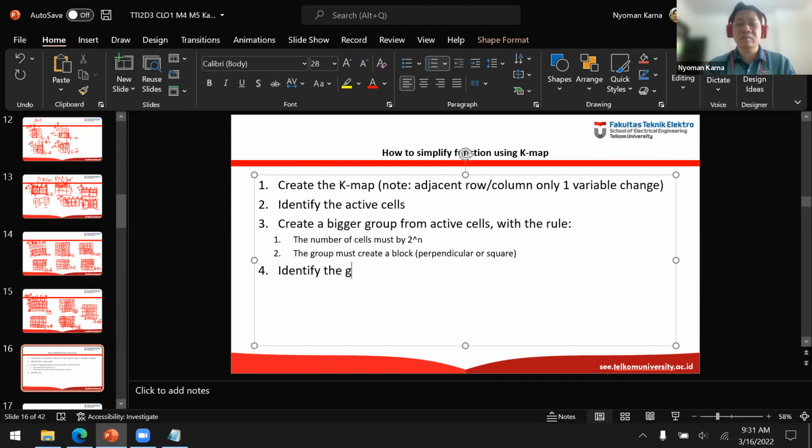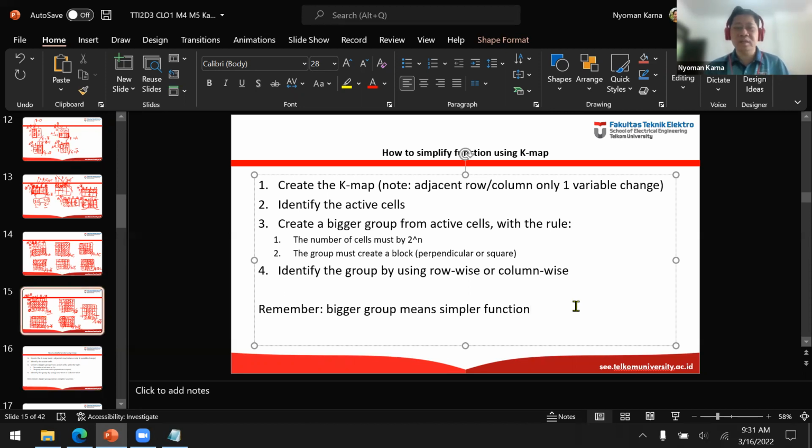Now identify the group by using row wise or column wise. It could be A, or it could be AB, or it could be AB naught, or it could be A naught B, etc. And remember, bigger group means simpler function.